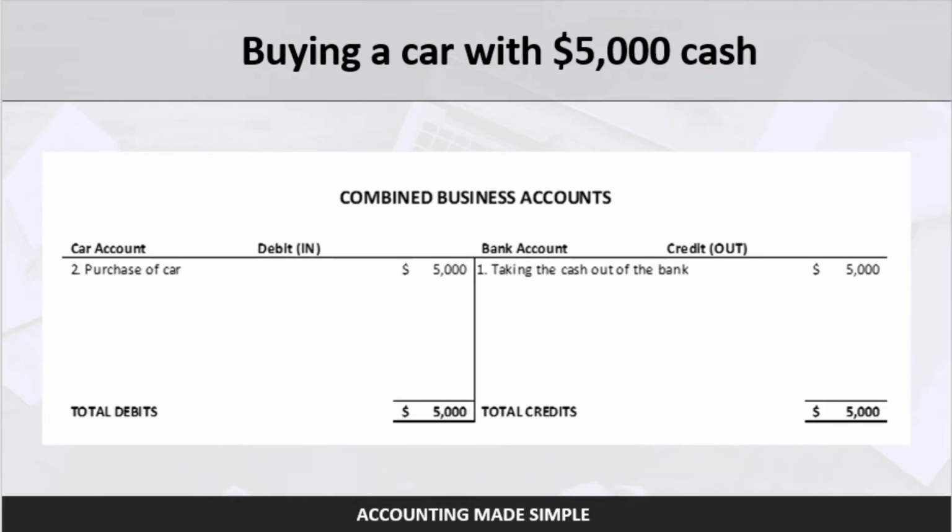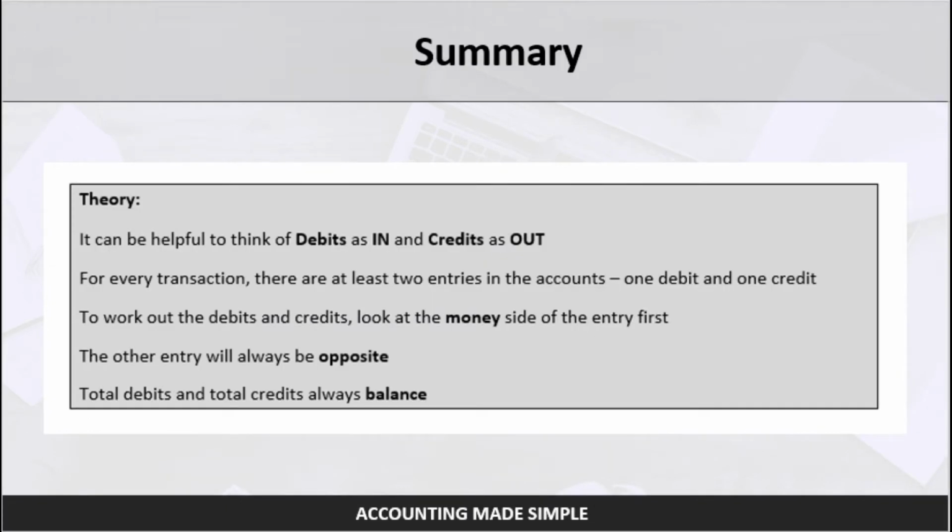If we look at these two accounting entries combined, you can see there is one debit in and one credit out. Theory. It can be helpful to think of debits being in and credits being out. For every transaction, there are at least two entries in the accounts, one debit and one credit. To work out the debits and credits, look at the money side of the entry first. The other entry will always be the opposite. Total debits and total credits always balance.